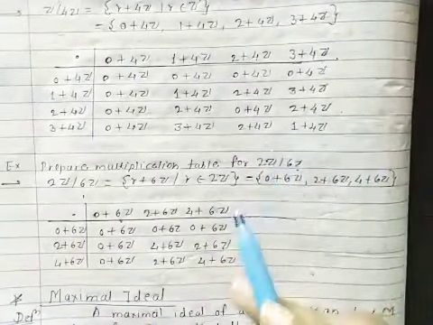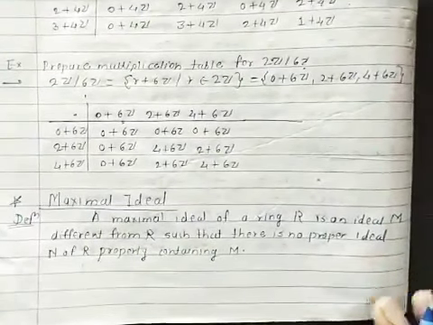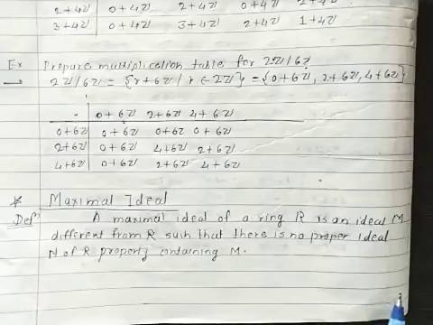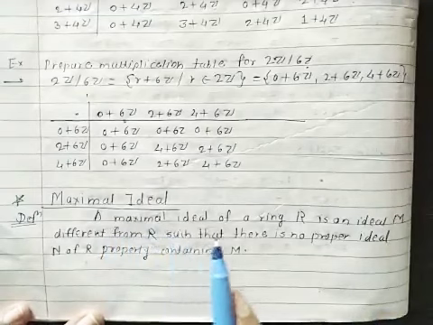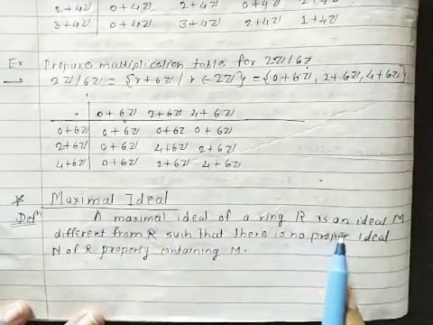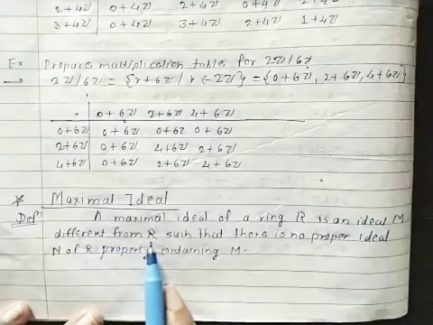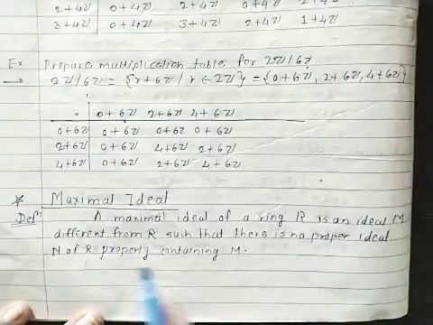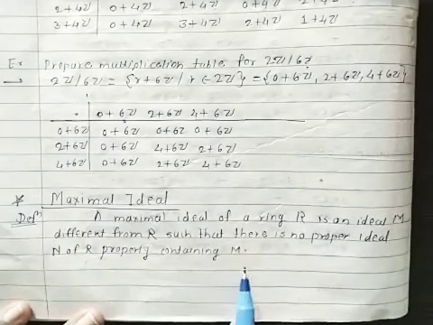Now let us move towards the next definition, that is maximal ideal. As the name suggests, the ideal which will be maximal. So what is its definition? A maximal ideal of a ring R is an ideal capital M different from R, such that there is no proper ideal N of R properly containing M.